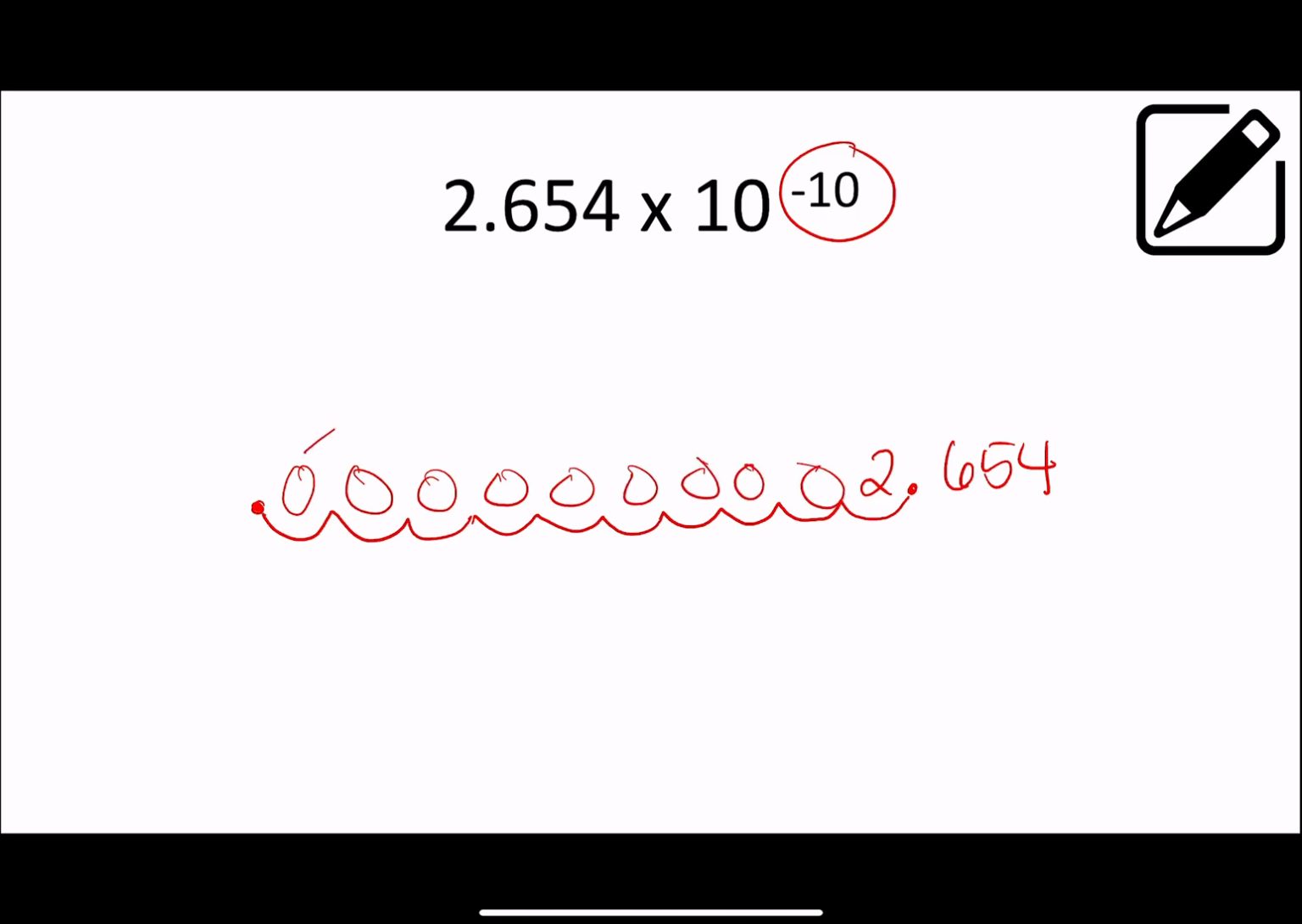So that's 1, 2, 3, 4, 5, 6, 7, 8, 9 additional zeros. These guys right here this time don't count for place values because we're going to the left. And this would be your final answer. So you should have 1, 2, 3, 4, 5, 6, 7, 8, 9 extra zeros in front of your 2. That would be your final answer.